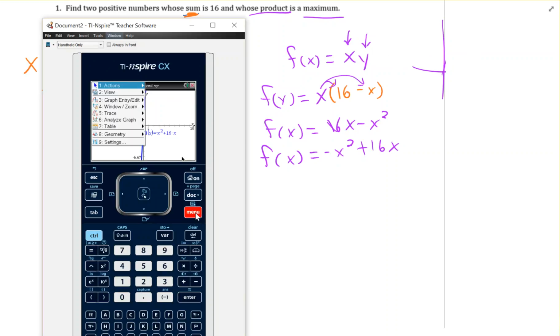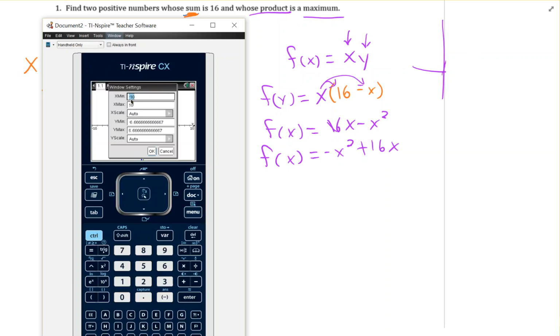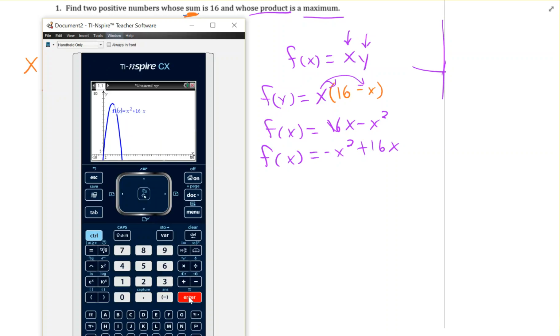So what I would do is go menu, window zoom, window settings, and then I'd make my y maximum, instead of 64, let's make it like 80. And then my x max, well, let's make it quite a bit bigger too. Let's make it like 82. Okay, so 80 was too far on my x, obviously. So let's go back to like 30.